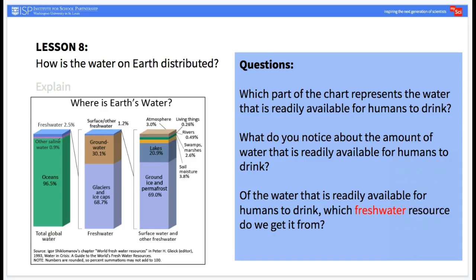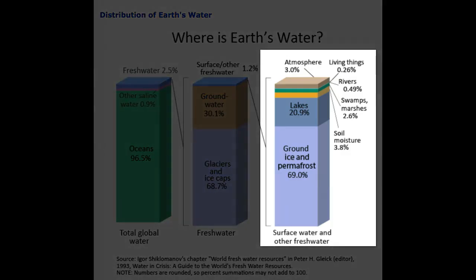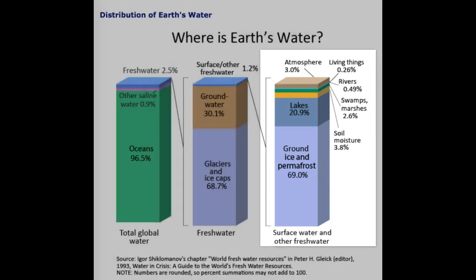Next, students will analyze similar bar charts from the USGS website. They will use the data to construct explanations about how surface water and other fresh water represents water that is readily available to drink. Most of this fresh water comes from rivers. However, this water is very limited.